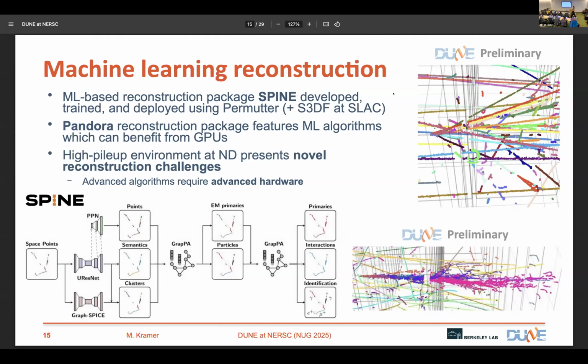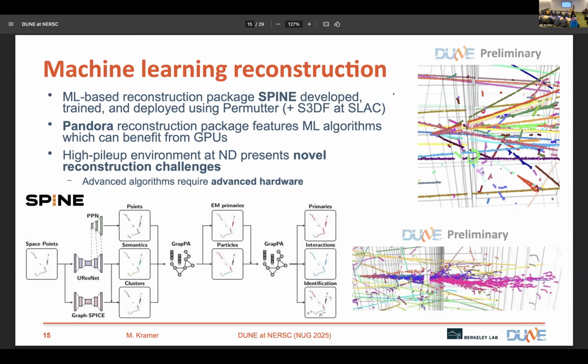Besides Spine, there's also a well-known reconstruction package, battle-tested, known as Pandora, that features lots of algorithms and is used by the far detector already. Among its algorithms are some machine learning algorithms that would benefit from the GPUs that we have access to here.